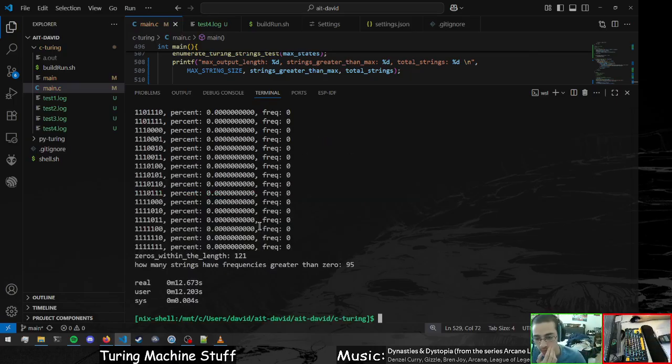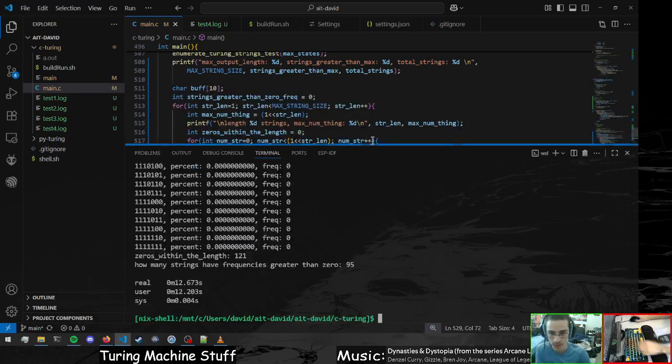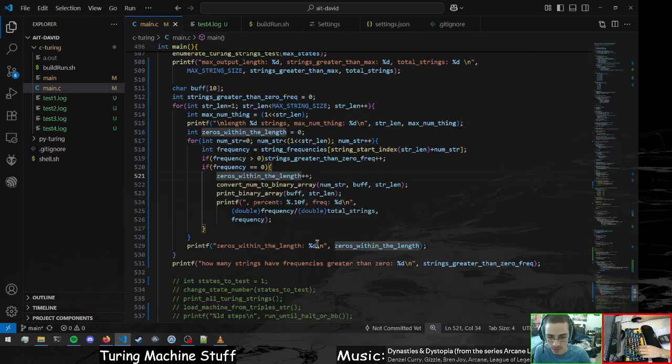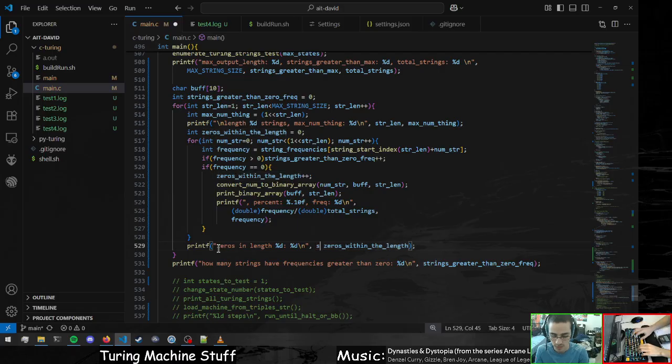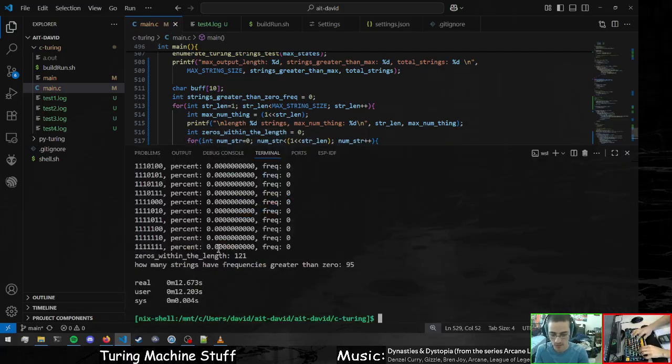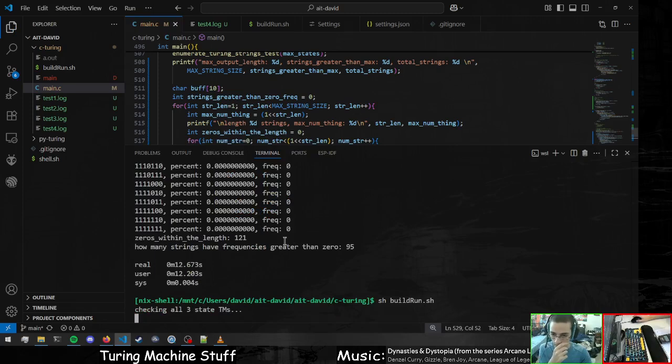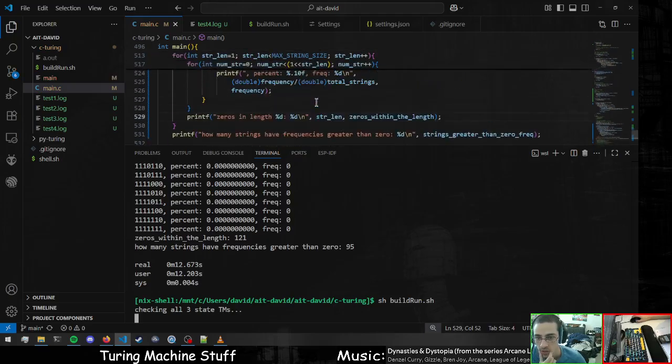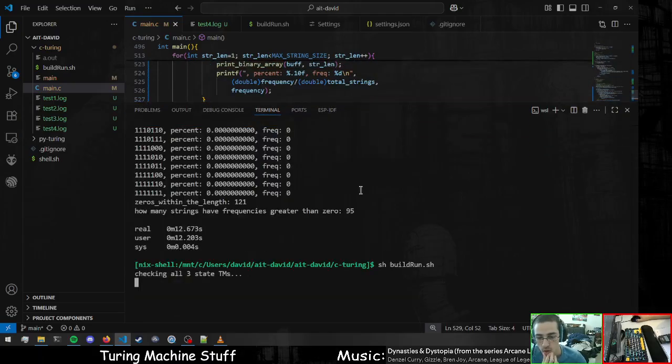Alright. Actually, let's not put within the length. Let's actually put the length. Zeros in length, and let's put string length. Whoops. Okay. Okay, that's good. That is good.